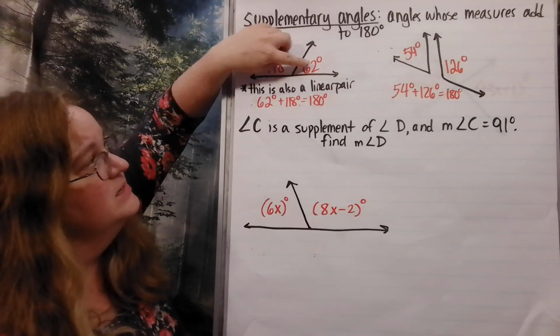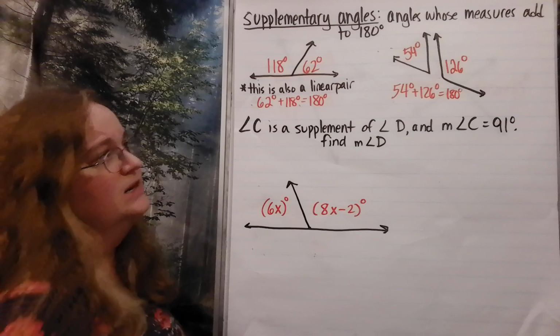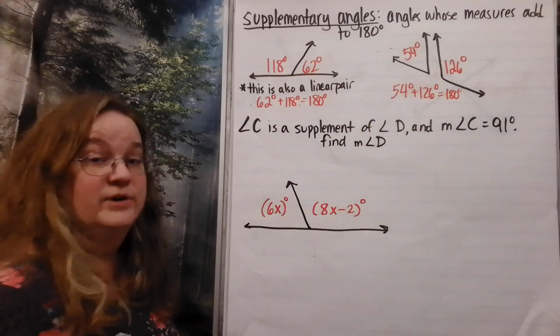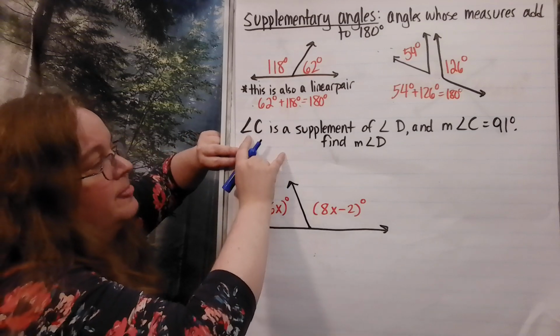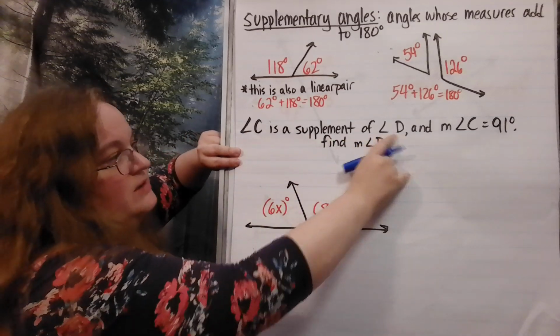But it's the same idea. This plus this has to equal 180. This plus this has to equal 180. Similar types of setups for the problems. Okay. Angle C is a supplement of angle D.